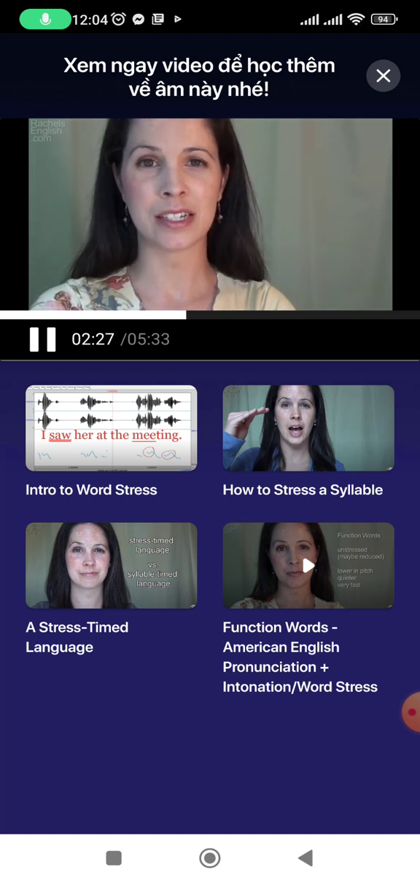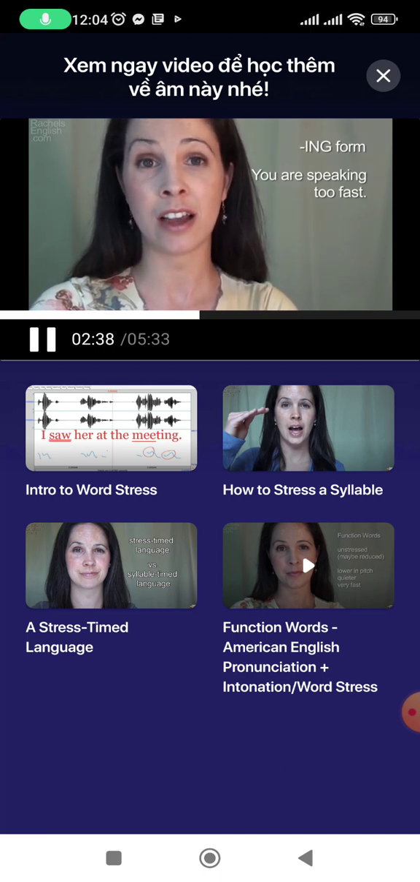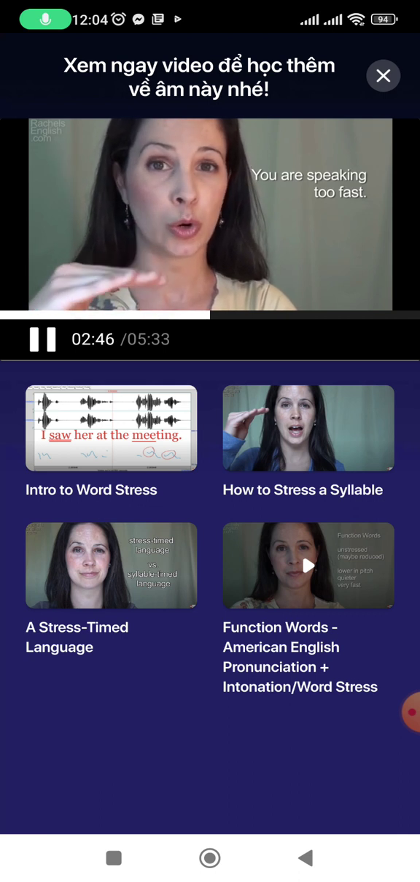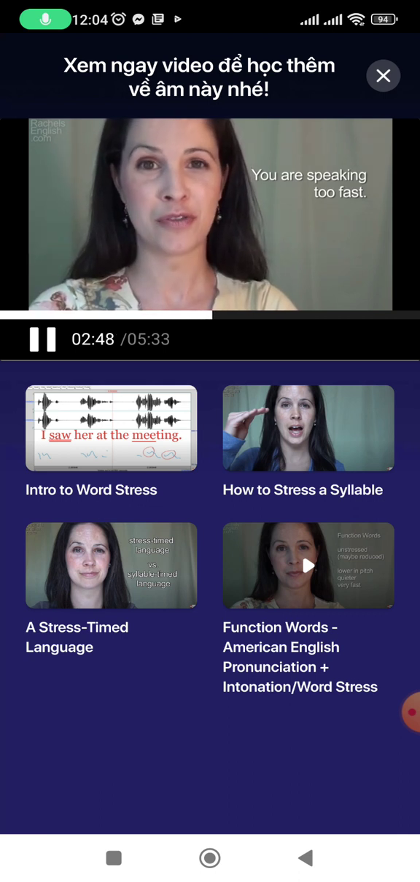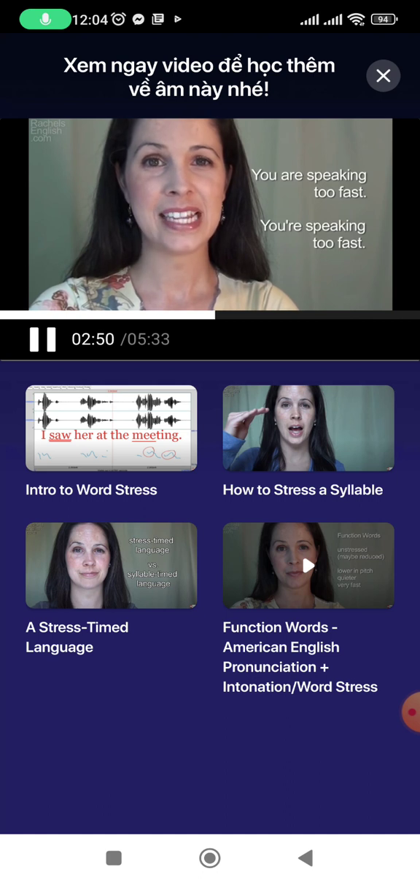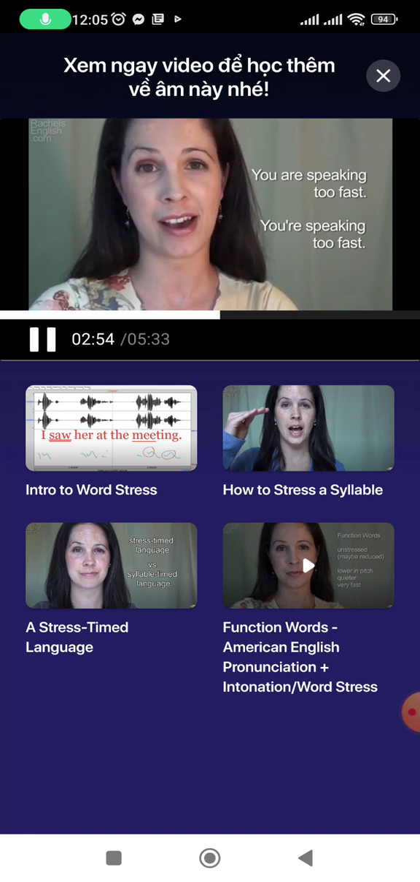We also need an auxiliary verb to help make the ing or progressive form. For example, in the sentence, you are speaking too fast. The word are here is the auxiliary verb. You are speaking too fast. Do you see how it's lower in pitch than the word speaking? You are speaking too fast. These cases are often written as contractions. You're speaking too fast.